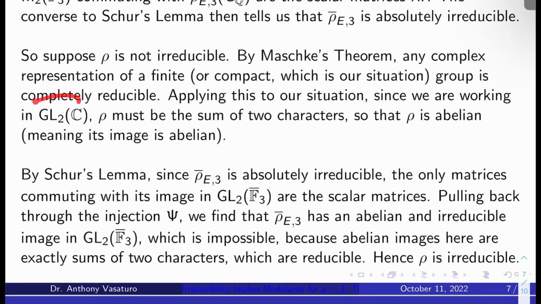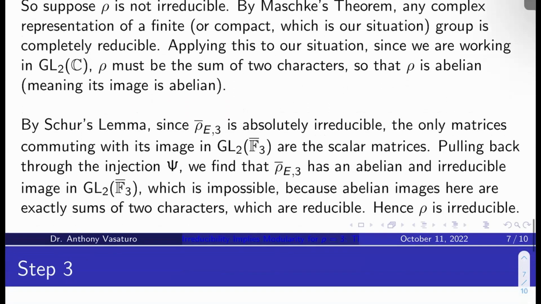I'm working in GL2 of C, so I'm working two-dimensionally here. So the only way this is possible is if rho is the sum of two characters along the diagonal, right? But that would make rho abelian, which just means the image is abelian. So that's just a quick check that if rho is the sum of two characters, then it's abelian. There's nothing to it.